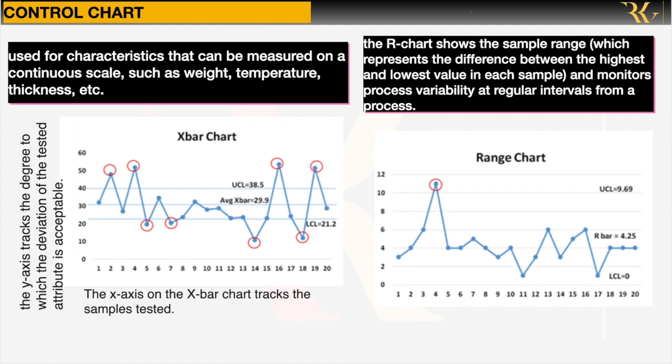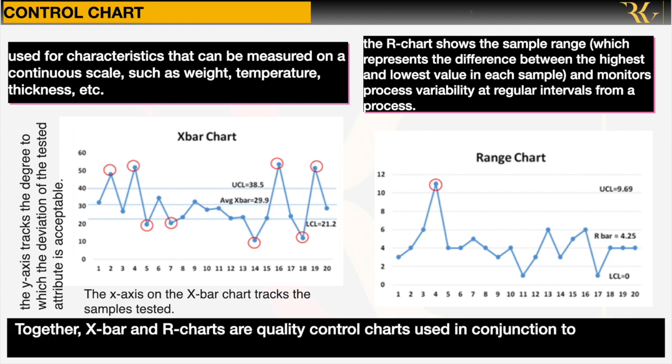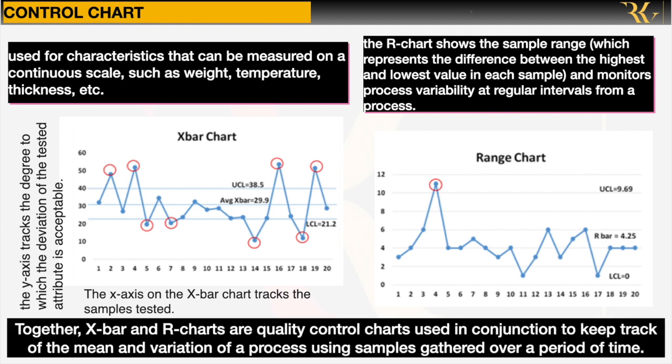Together, X-bar and R charts are quality control charts used in conjunction to keep track of the mean and variation of a process using samples gathered over a period of time.